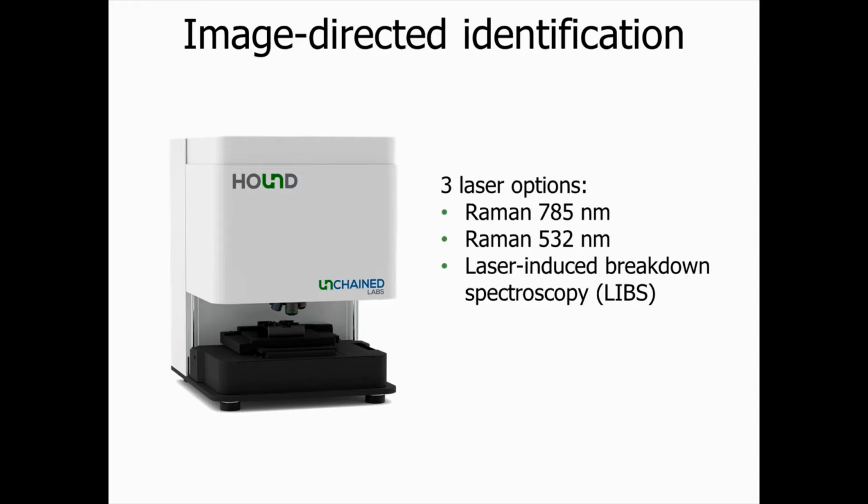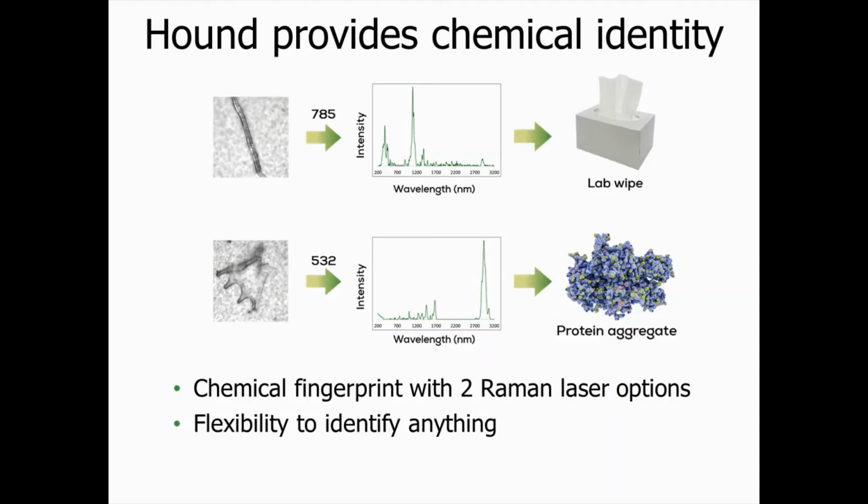Besides providing particle characterization, such as counting and sizing, Hound can also perform chemical and elemental ID with Raman and laser-induced breakdown spectroscopy, which I will mostly call LIBS during the rest of this presentation. It has 3 laser options to ID almost anything. The 3 lasers are Raman 785 and 532 nanometers and laser-induced breakdown spectroscopy.